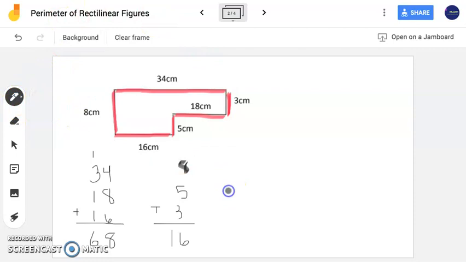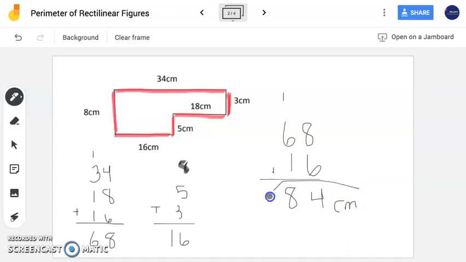So now what's left to do is I'm going to add my two numbers together, 68 plus 16, to find the total perimeter. So now I have 14, 6 plus 1 is 7, 7 plus 1 is 8, and I have a total of 84 centimeters as my total perimeter of this rectilinear figure. Now notice I'm starting to use this new vocabulary word to describe this figure. It's important to recognize that we just found the perimeter of this rectilinear figure that happens to be 84 centimeters.